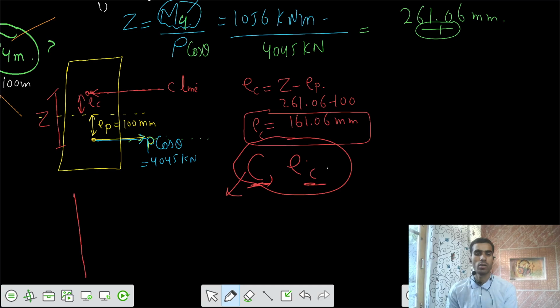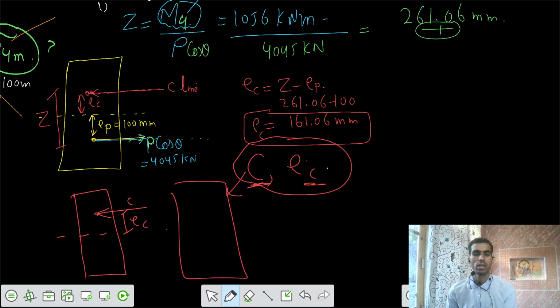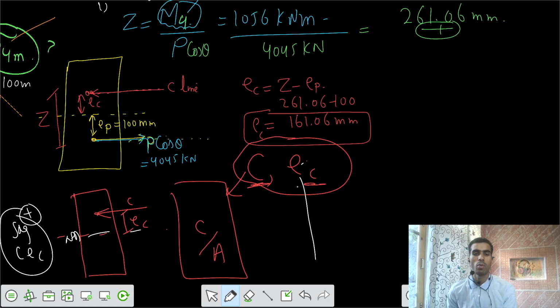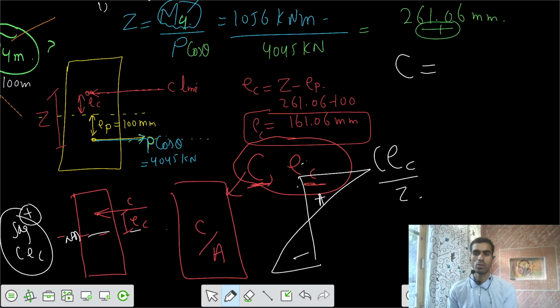So let's take that section now. You have this section and you are applying some C force here at some eccentricity of EC, and the stresses would be developed as C by A, and the second one is C EC by Z. Because the moment about the neutral axis is sagging, C EC is positive, bottom tensile, top compressive. And C force is always equal to P force, but your P force here is P cos theta, so your C corresponds to P cos theta.